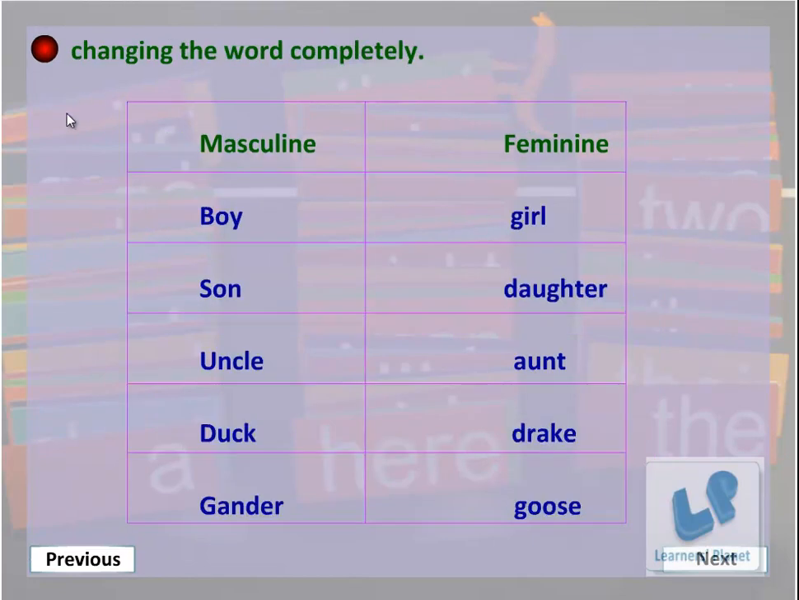Sometimes there is no relation between the masculine and the feminine terms. For example, boy, girl, son, daughter, uncle, aunt, duck, drake, gander and goose.